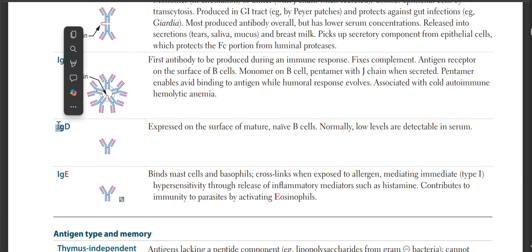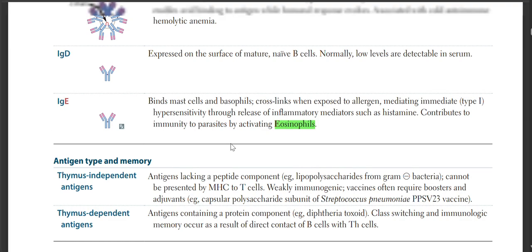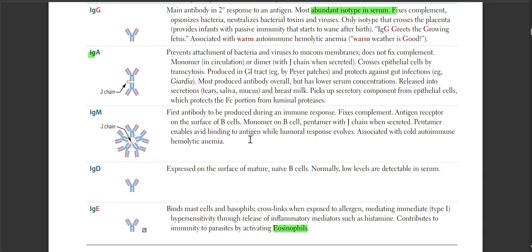IgD is not normally present in the blood, it's only present on the surface of the B cells. And finally IgE is responsible for allergy mediated reactions, so asthma, anaphylaxis, and all of those, and these are released by eosinophils. So, any questions about these antibodies? I know I went through them very quickly, but there's not a lot that you can extrapolate from this information, which isn't very basic knowledge.